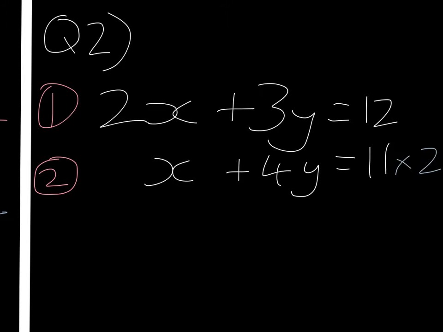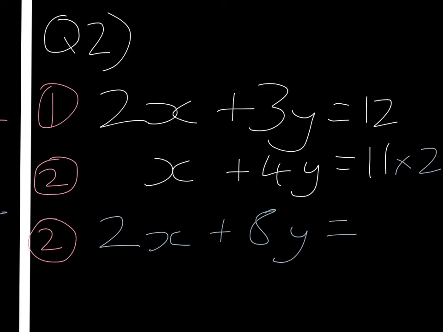X times by 2 is going to give me 2x. So in this time, this equation is actually still equation 2 now. And 4y times by 2 is 8y. And 11 times 2 is 22. Okay, the signs are the same here and here.